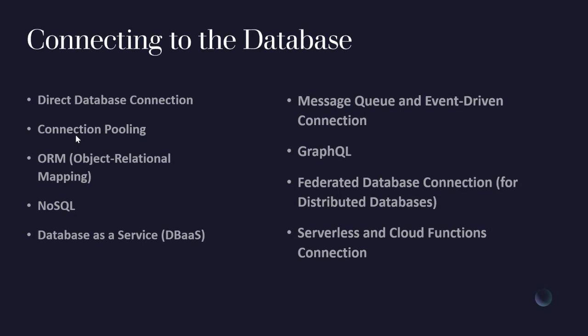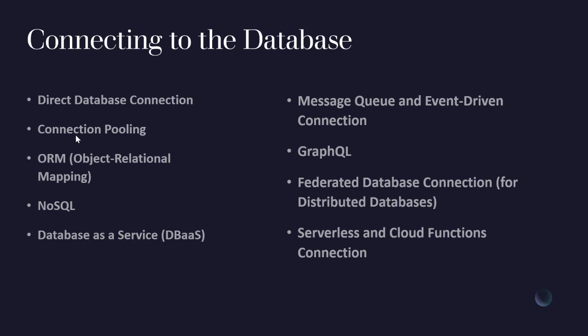The next one is cache-based connection. In some cases, microservices might use a caching layer, and in that case you can implement this cache-based connection. Okay, so the next one is database as a service. Providers like Amazon RDS, Azure SQL Database, or Google Cloud SQL offer managed database services. Microservices can connect to these databases using the respective provider's API or client libraries.